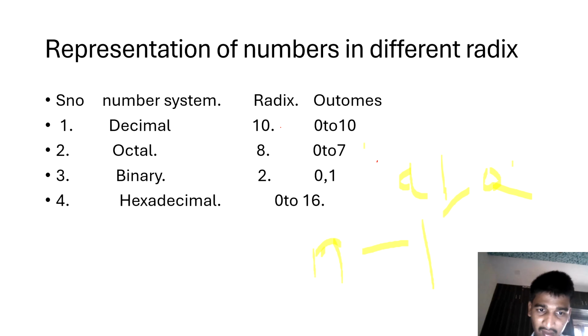After that we go to octal. Octal means radix 8, which means 0 to 7. I was wrong in the PPT. I want to check once and replace the number. Okay, so octal means 0 to 7.